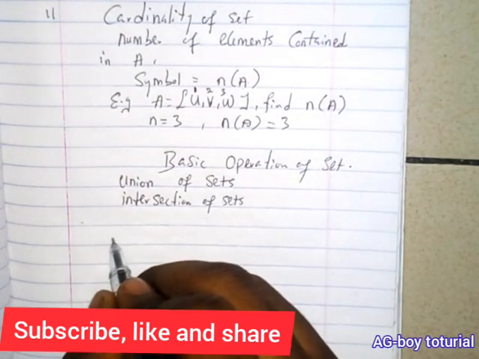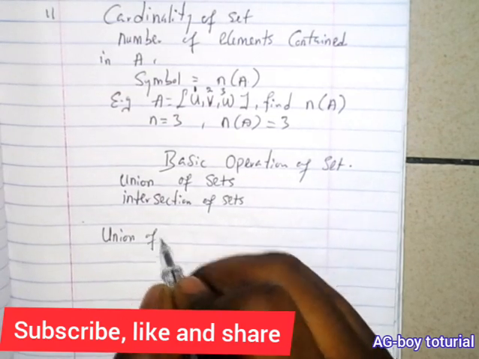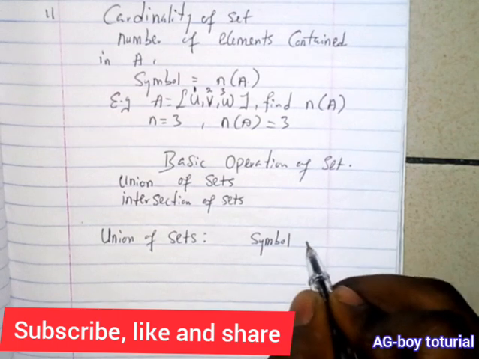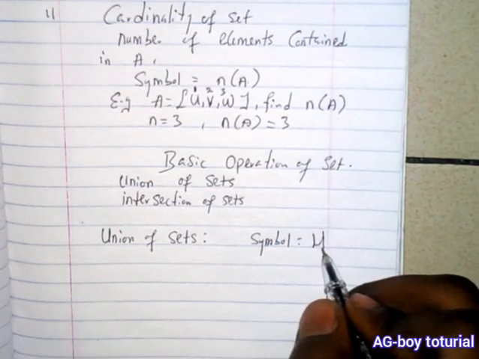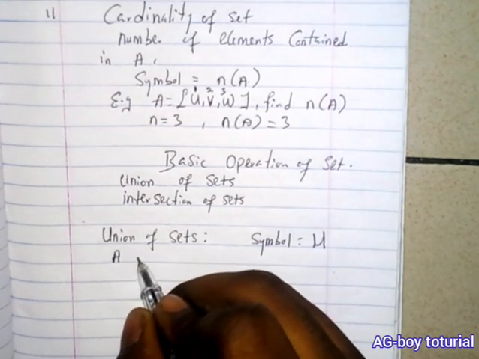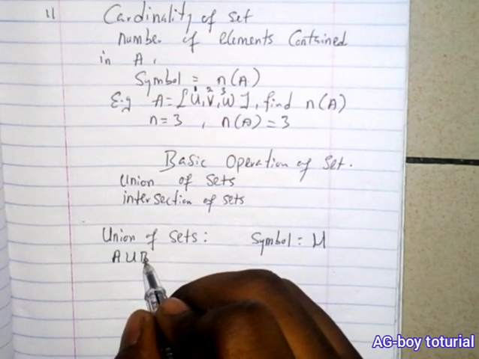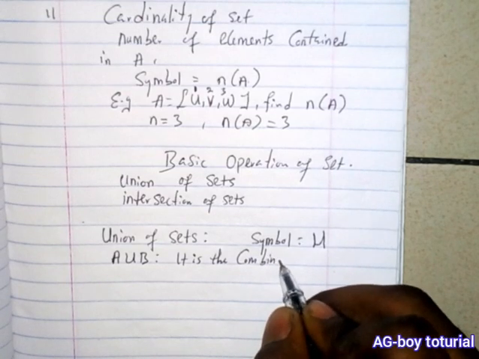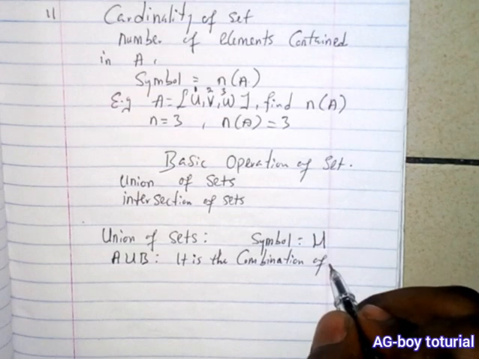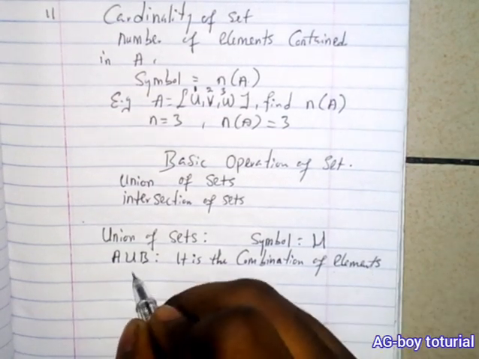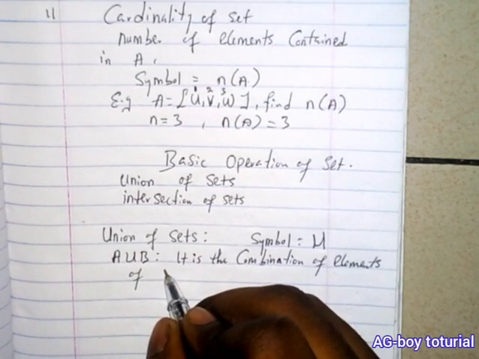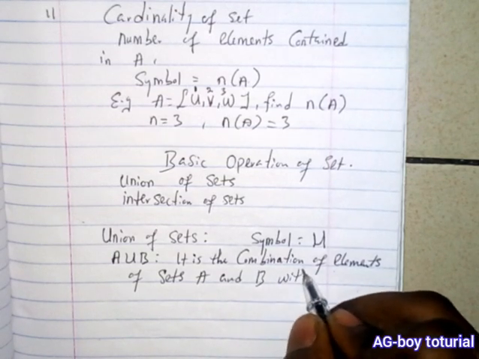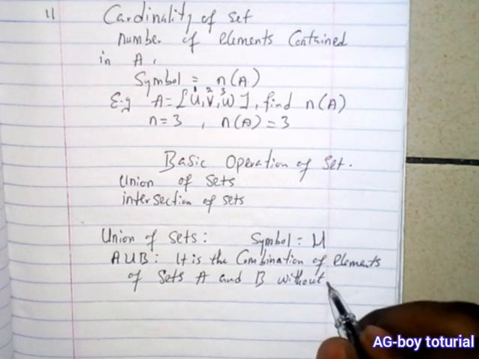Now let's talk about the union of sets. Union of sets has a symbol U. Okay, let's say A union B. Therefore, we say it is the combination of elements of set A and B without repetition.